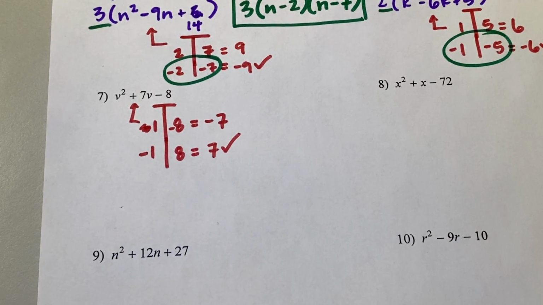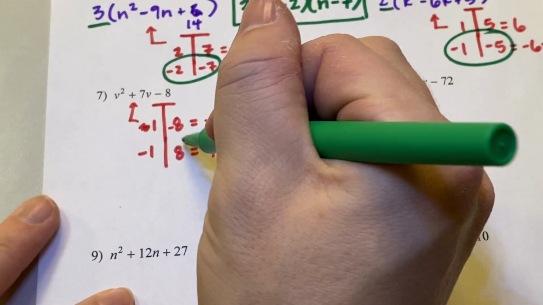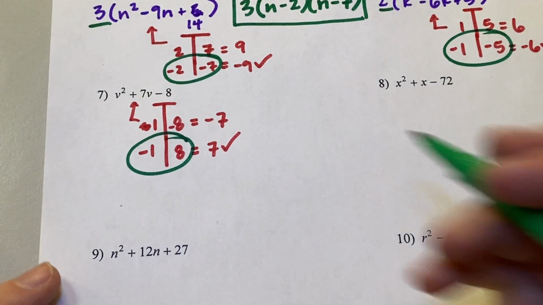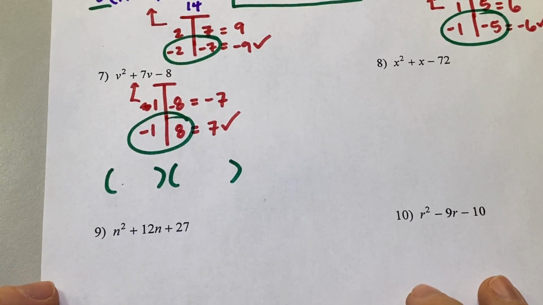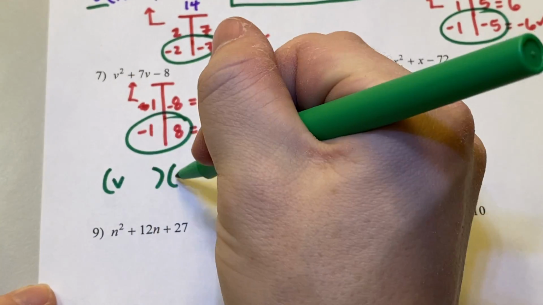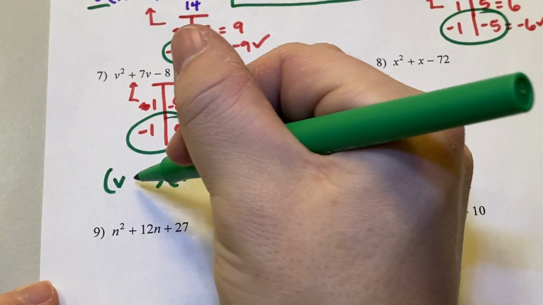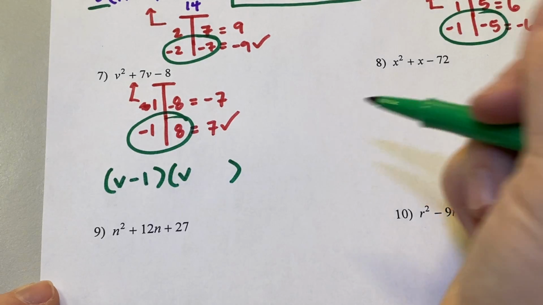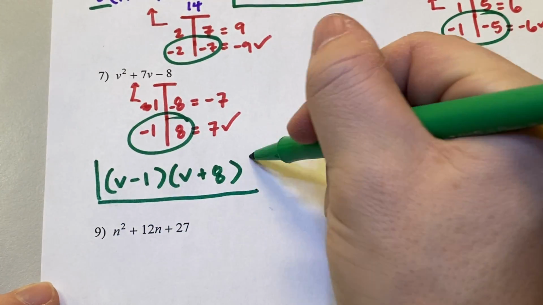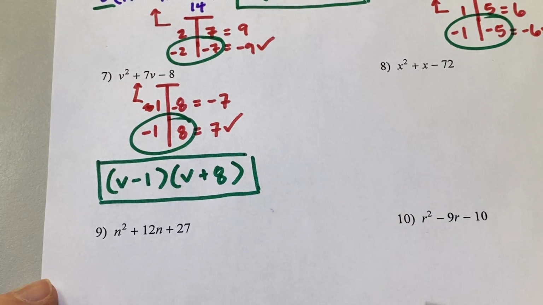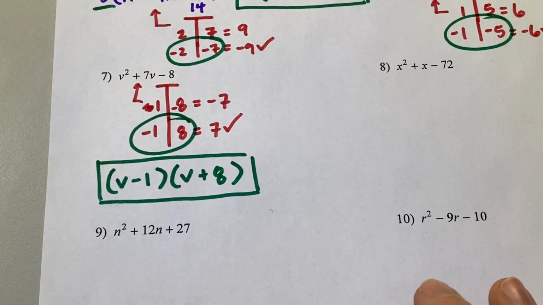Okay, so we found our two factors. Easy peasy. All we got to do now is put it in factored form. Parentheses, parentheses. My variable is v, so v and v. I have a -1, so v minus 1, and +8, so v plus 8. Love it. You guys are getting good. We're starting to see how the number game works.